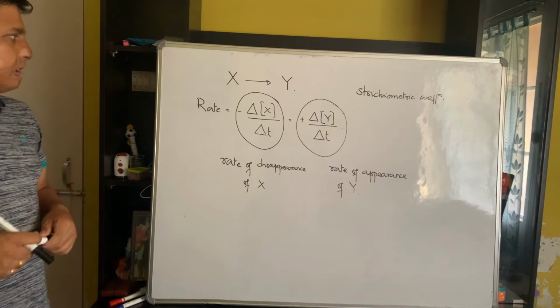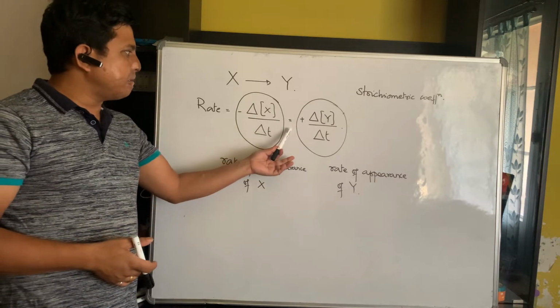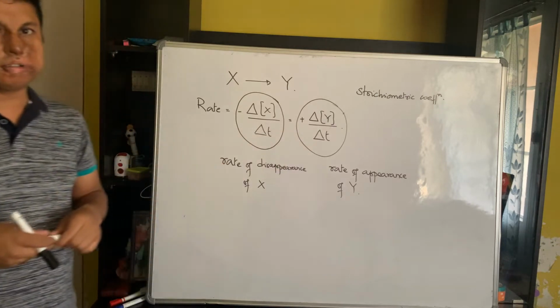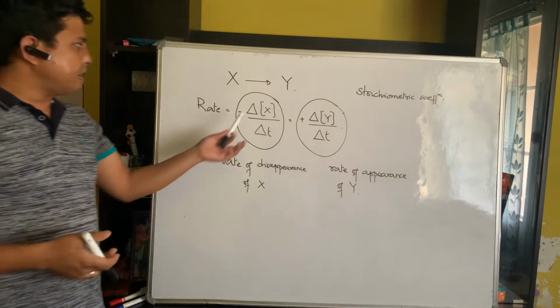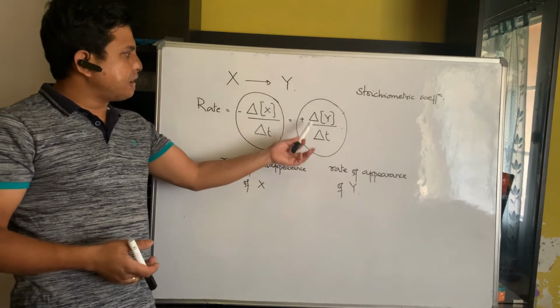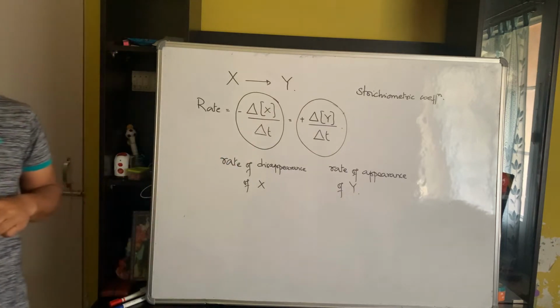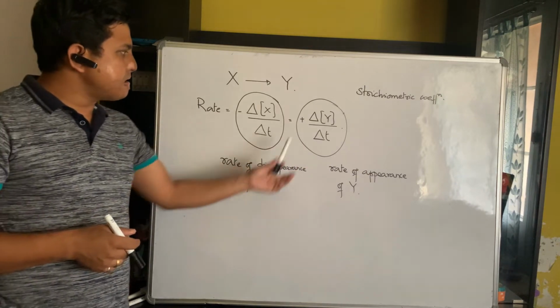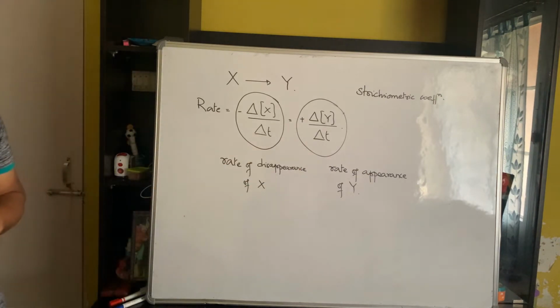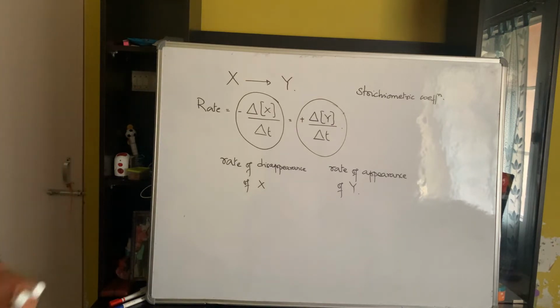This means that the rate at which X disappears is equal to the rate at which Y appears, because the stoichiometric coefficients are the same, 1 and 1 out here. And this is also equal to the rate of reaction. So these quantities are known as the rate of disappearance and rate of appearance. But again, we know most chemical reactions are not this simple.